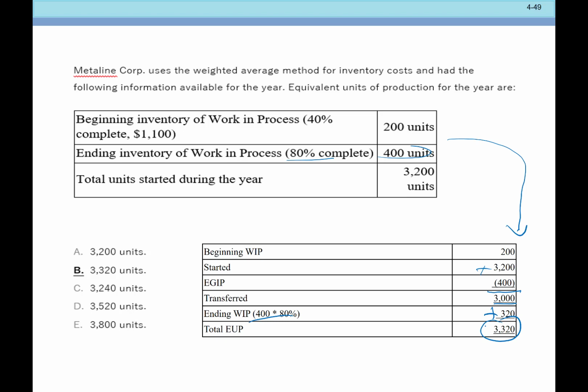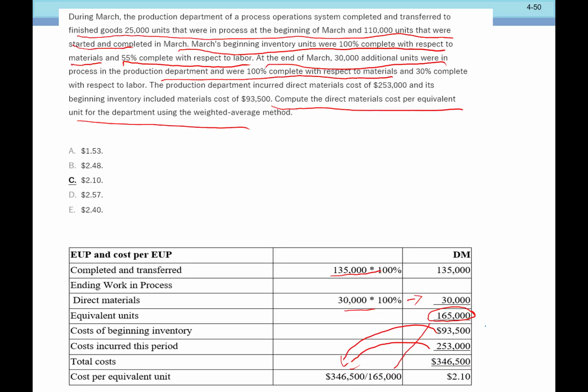Okay. So again, we had looked at some problems earlier where you just calculate the equivalent units. All right, good. Let's look at this one now. For this one, we're going to see what we come up with for the cost per equivalent unit. And so if we want the cost per equivalent unit, we have to pick up the units completed and transferred, which were 135.